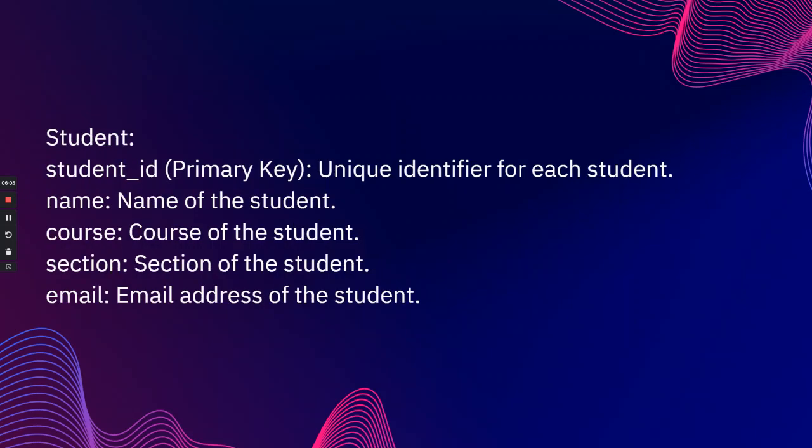Next, we have student. Student ID, it's a primary key as well. Unique identifier for each student. Name, name of the student. Course, course of the student. Section, section of the student. And email, email address of the student.